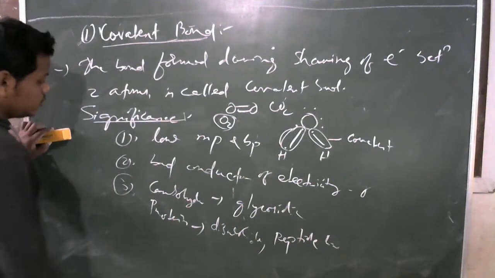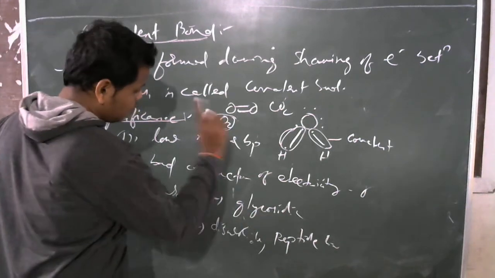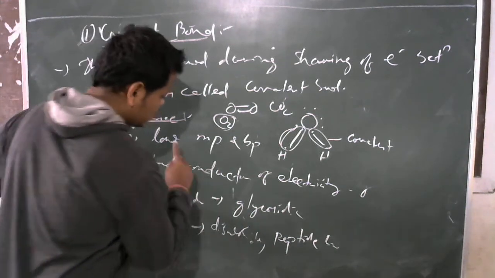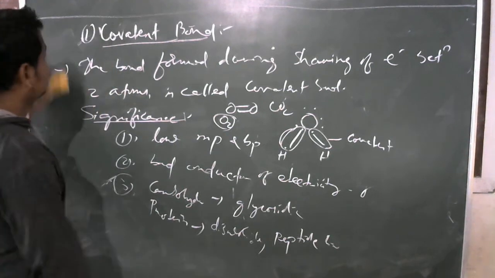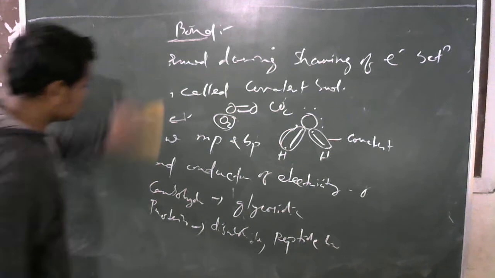Okay, so these are the significance. Covalent bonds are found in the glycosidic bond of carbohydrates. Peptide bond and disulfide bond are examples of covalent bonds. Then we are going to discuss what a hydrogen bond is.